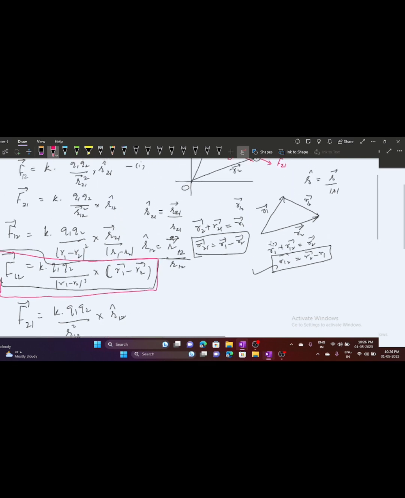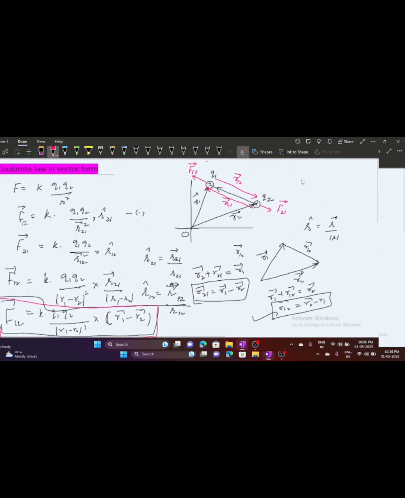And here it is clear that this force F12 will be equal to F21 but in the opposite direction, according to Newton's third law of motion.